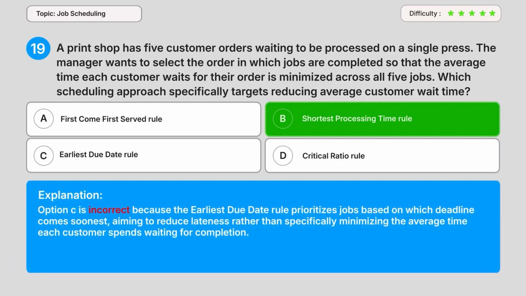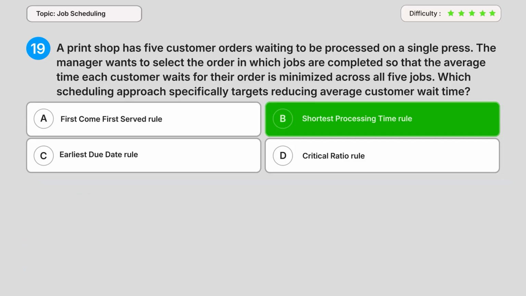Option C is incorrect because the earliest due date rule prioritizes jobs based on which deadline comes soonest, aiming to reduce lateness rather than specifically minimizing the average time each customer spends waiting for completion.